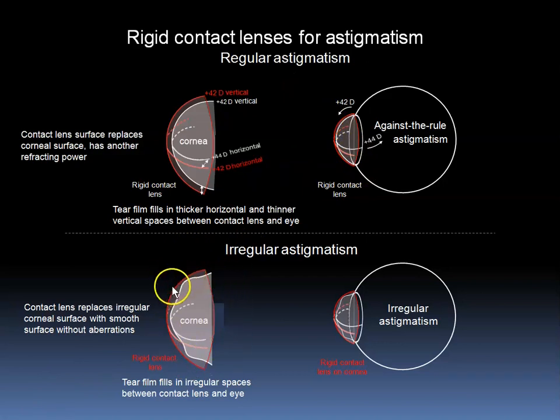Here we show irregular astigmatism with a very irregularly shaped cornea, which would cause significant aberration. It is best corrected with a new corneal surface formed by a rigid contact lens. There are no glasses that would effectively do the job because of the aberration. However, with a virtual new corneal surface with the contact lens shown here, the tear film fills in all the irregular spaces behind it, thereby neutralizing the aberration.